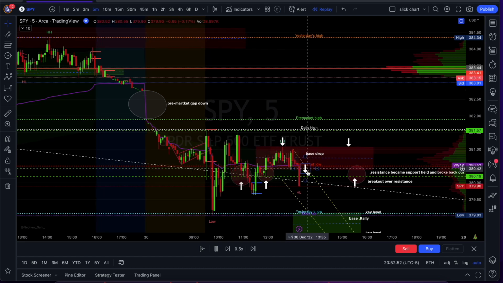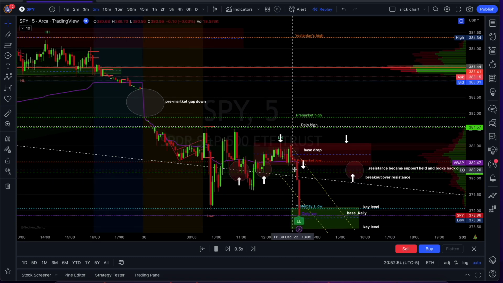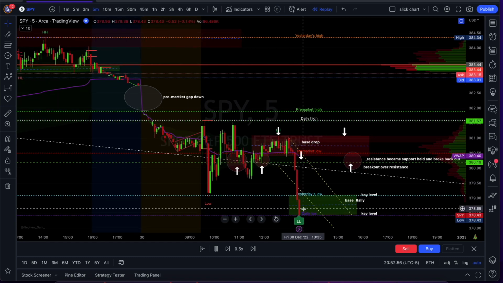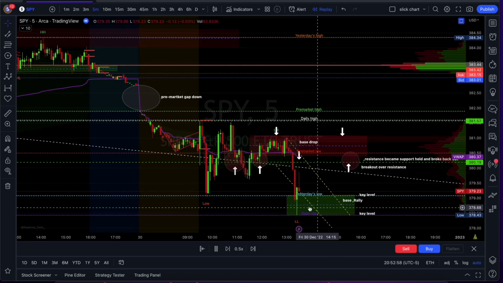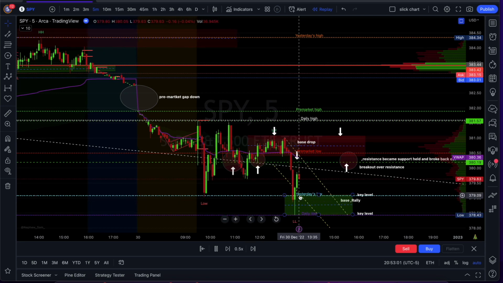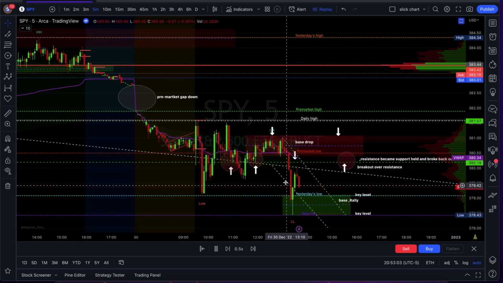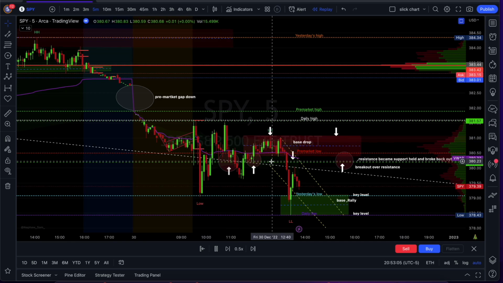Break through pre-market lows, which is a key level. Break through that support area we had down into a demand. Wick back up. That key level was a daily low. Rejected. That trend line that I drew on a 1 hour chart.